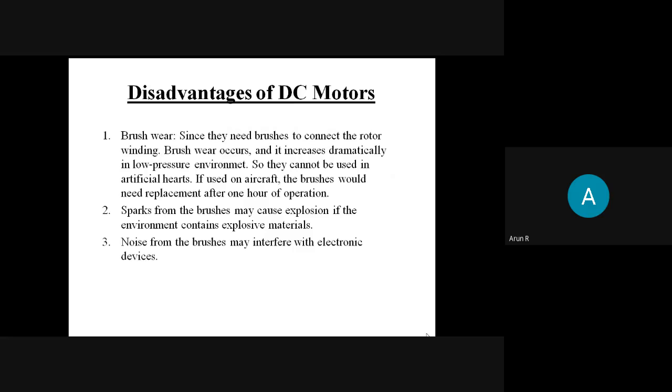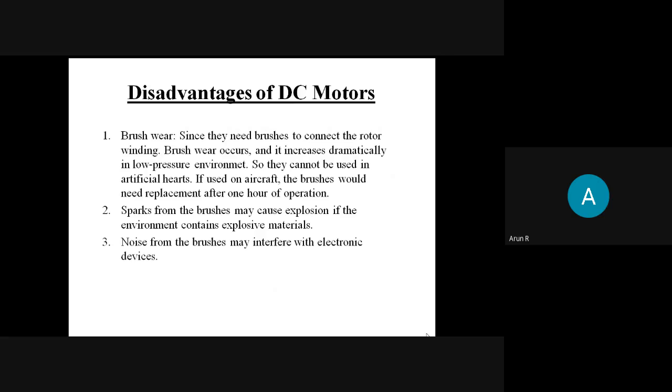What are the disadvantages of this DC motor? Brush wear. Since it is a contact type motor, there are carbon brushes. Since the connection to the rotor winding is made through these carbon brushes, wear occurs, and it increases drastically in low pressure environments. So these DC motors cannot be used in medical applications like artificial hearts or any other such medical equipment or devices.